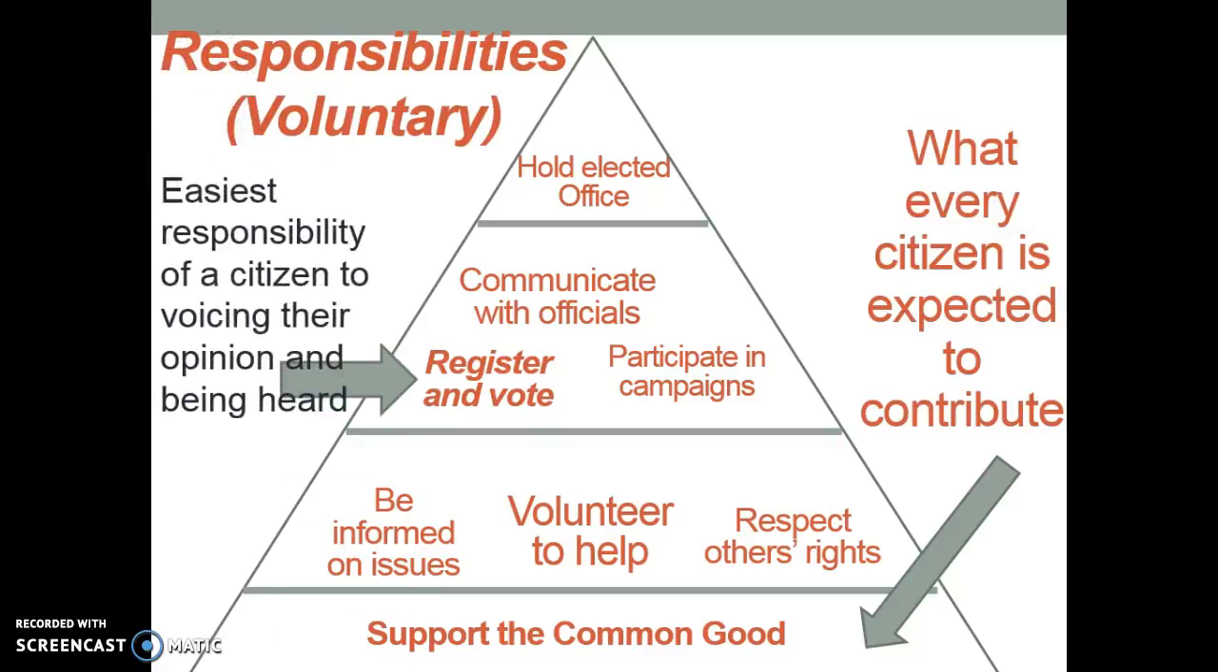For your top, you should be at the very top with the blue and the red. The easiest responsibility you have as a citizen is voting, okay? And everyone is expected to contribute to the common good. That's your blank, and your service line is an example of that. What does it mean to be informed? It means that you're being aware of issues that are happening in the government, and communicating with officials is an example of your First Amendment freedom to petition.